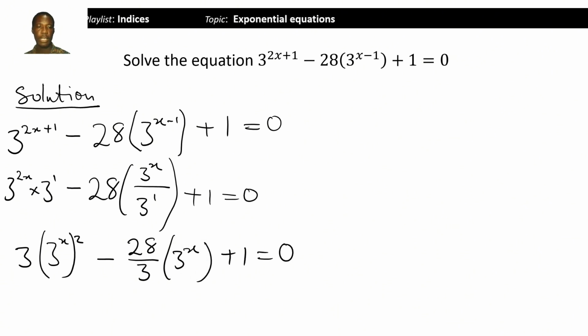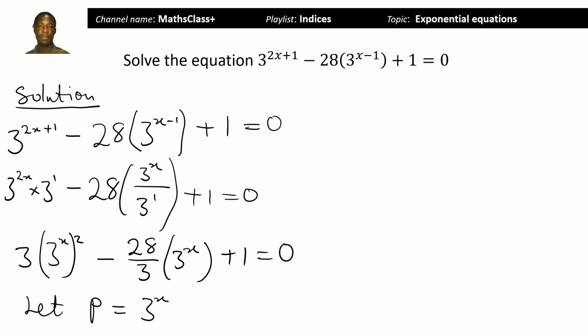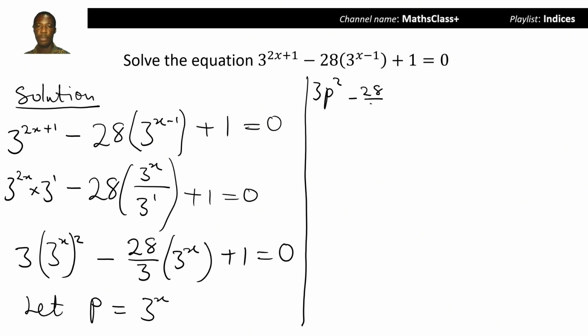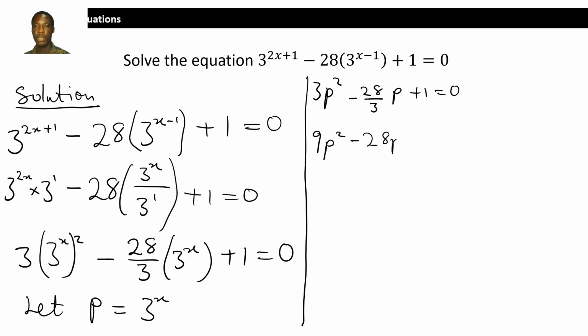So now we are going to let p be equal to 3 to the power x. That means we are going to have 3p squared minus 28 over 3 p plus 1 equals 0. So let's multiply through by 3 to make the expression look simpler. That gives us 9p squared minus 28p plus 3 equals 0.